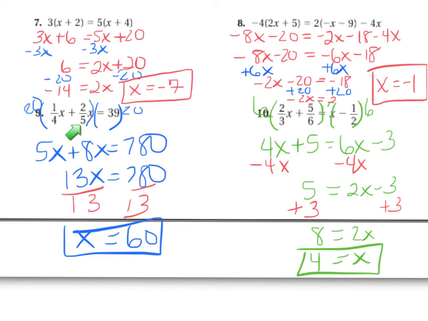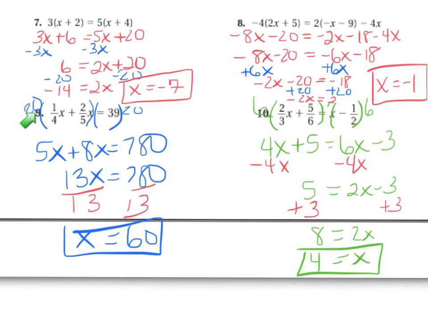I look at the denominators of my fractions and I need to find a common multiple of both of them. The lowest common multiple would be the best. Between 4 and 5, the lowest common multiple is 20. So I take that 20 and I multiply it by both sides of the equal sign, the left and the right. And then what I do is I distribute that 20 to each number.